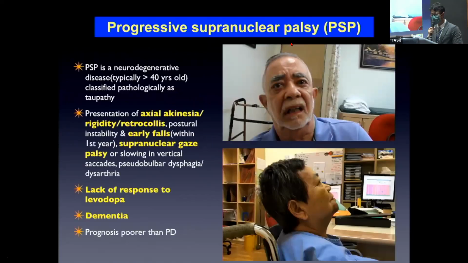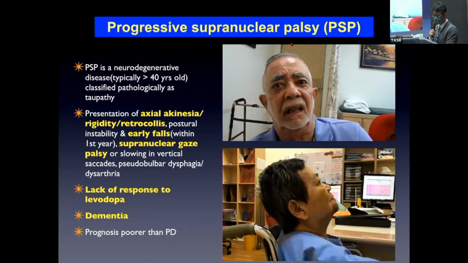So PSP is a neurodegenerative disease, and typically it presents above 40 years of age, and it's a tauopathy. Presentation can involve axial akinesia, rigidity, retrocollis, postural instability, early falls, and the supranuclear gaze palsy itself, or even slowing of the saccades only.